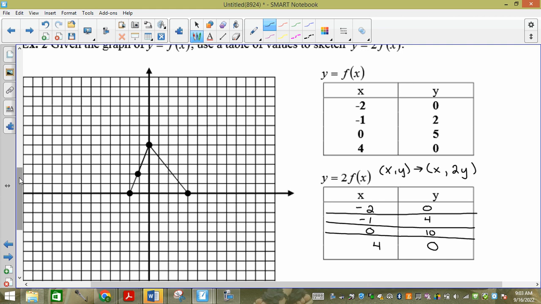So now we draw our new points. We have negative 2, 0. We have negative 1, 4. We have 0 and 10. And 4 and 0. The two x-intercepts are invariant, right? They didn't change.